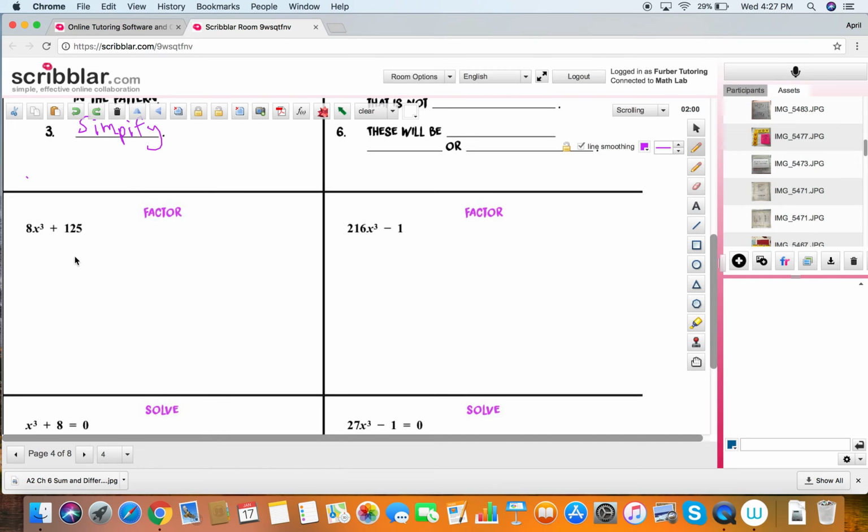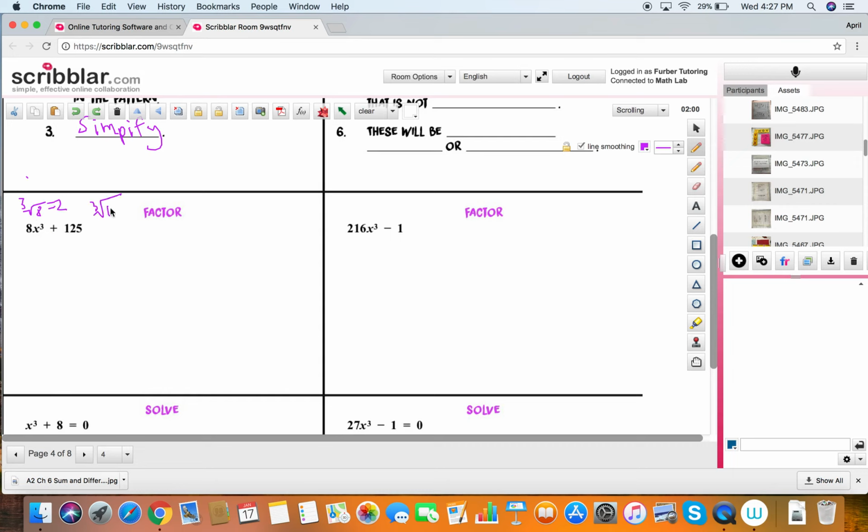So if we're looking at these two examples here, in this one, we know this is an addition sign, and we know these are cubed numbers, okay? 8 is kind of easy, okay? So the cubed root of 8 is 2.